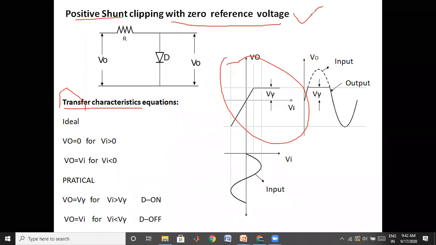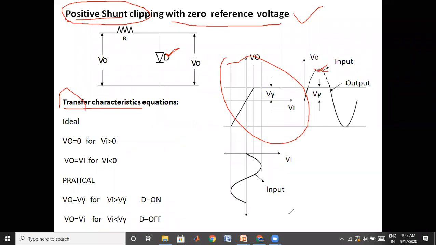Therefore here I have written the name as with zero reference voltage. This is nothing but an unbiased clipper, and it is a positive shunt clipper. Positive shunt clipper means the diode should be in shunt, that means in parallel with the input, and since it is positive, the output should not consist of the positive waveform.